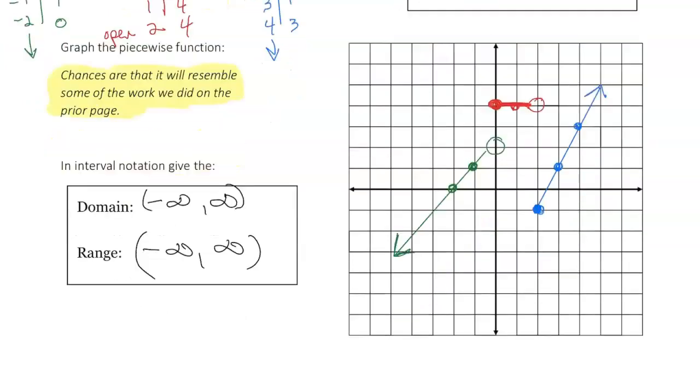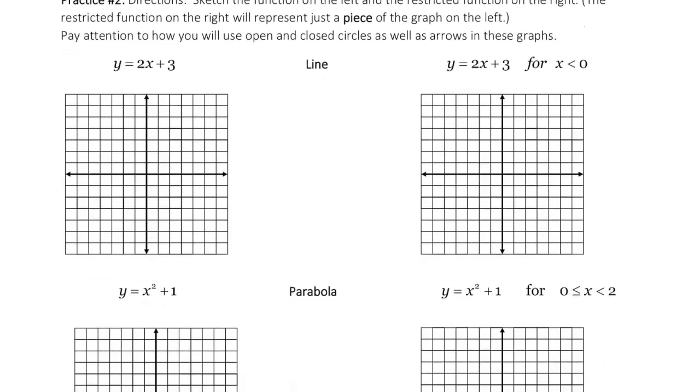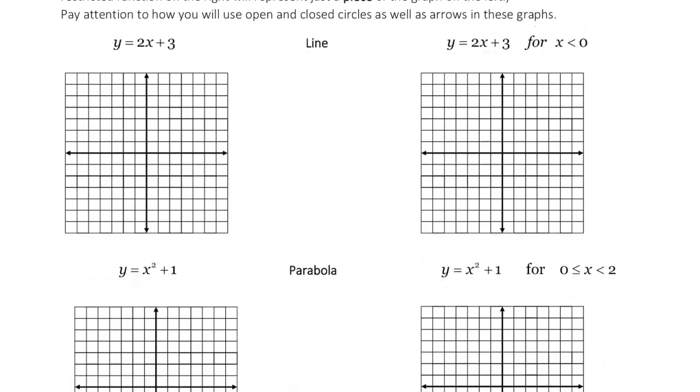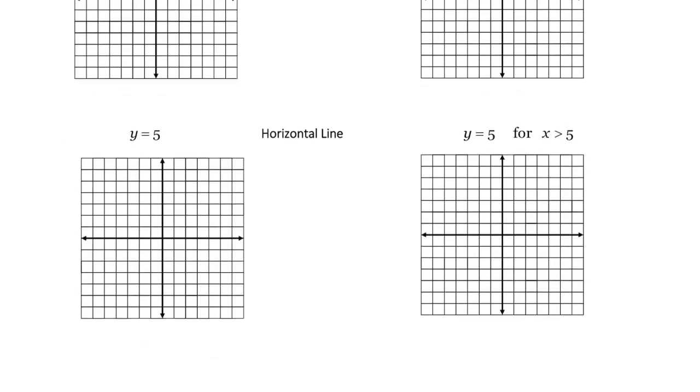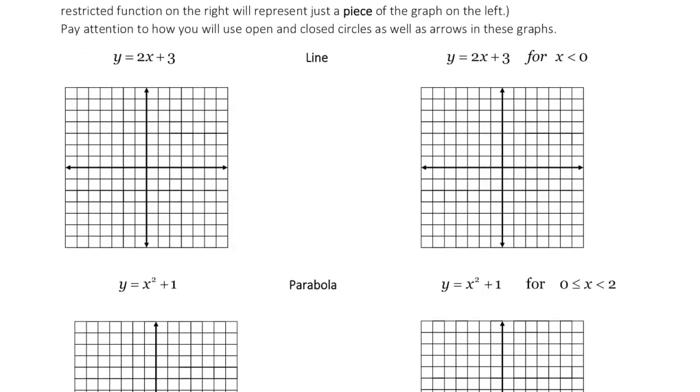Okay, so that's one down. Let's look at another one. Well, first we're going to do this practice. So let's do some line practice. It's a little bit more complicated lines, and we introduce a parabola. Okay, so practice 2. So I'm going to change my color.